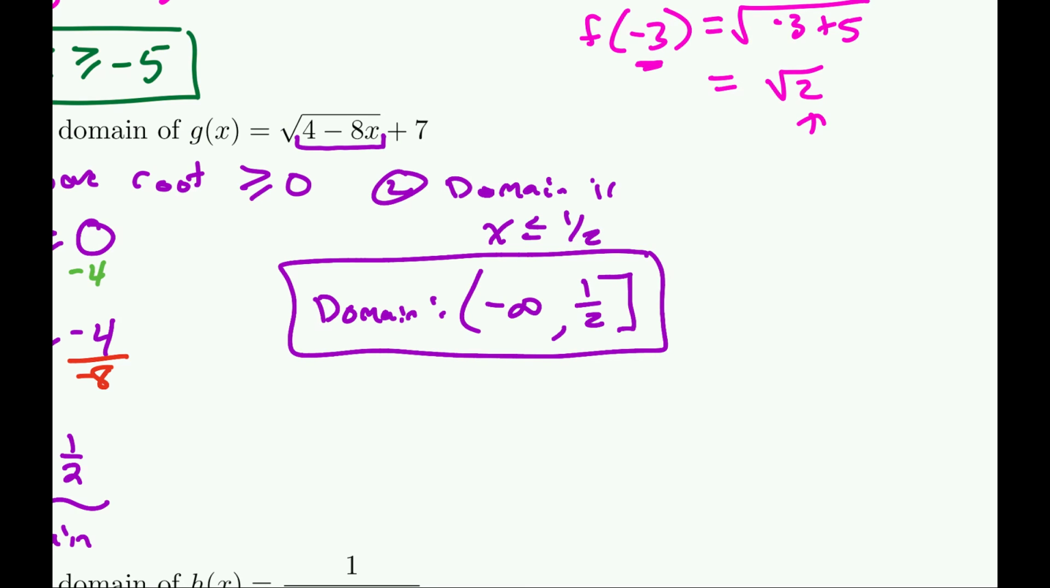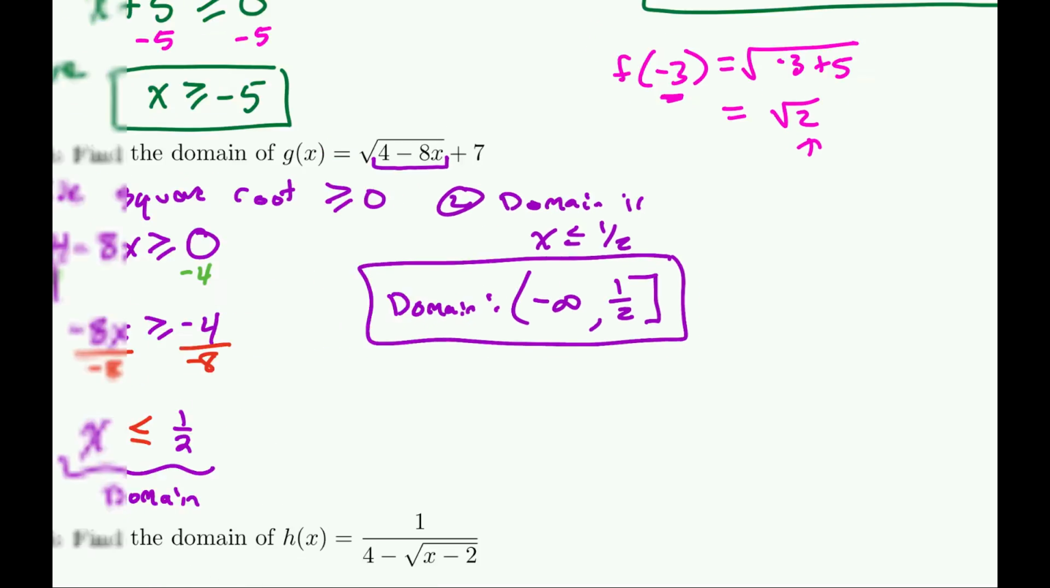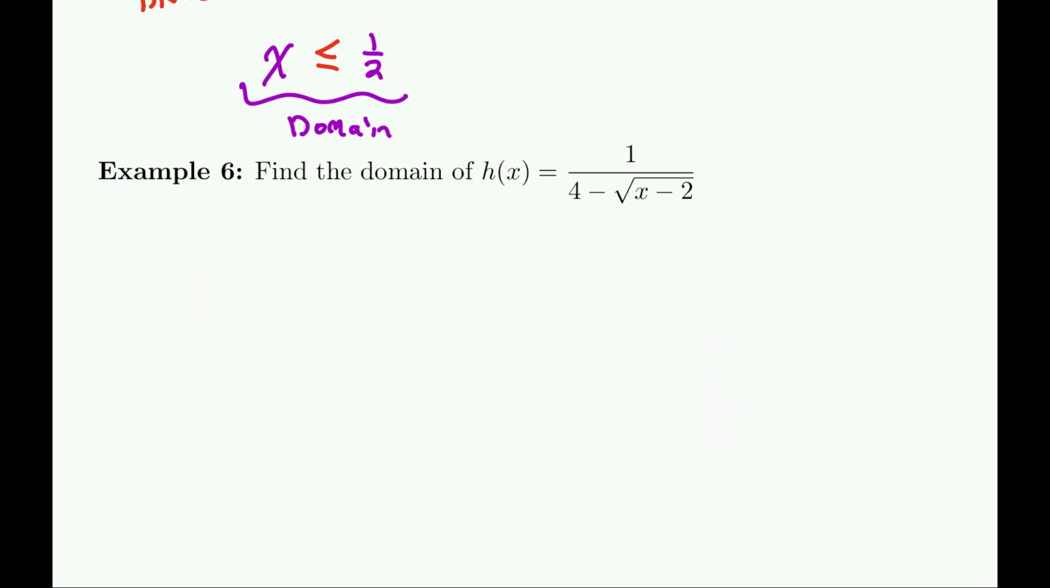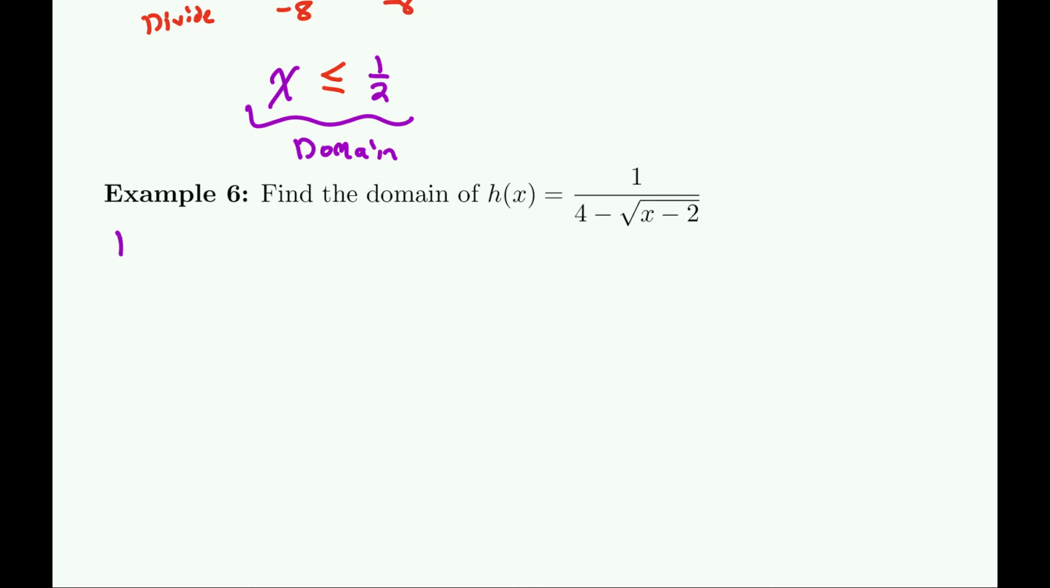All right. One more problem and we'll be done. So here, find the domain of h of x equals. So this one is the trickiest one because there's actually two problems here. Because we've got a square root and we've got a denominator, right? So we got to make sure we take care of both of those issues. So there's two issues here.